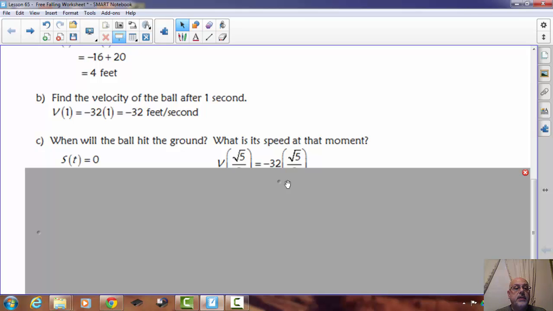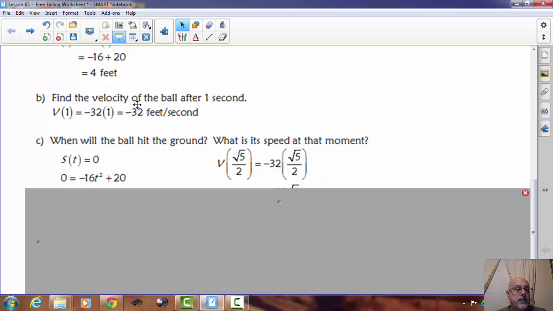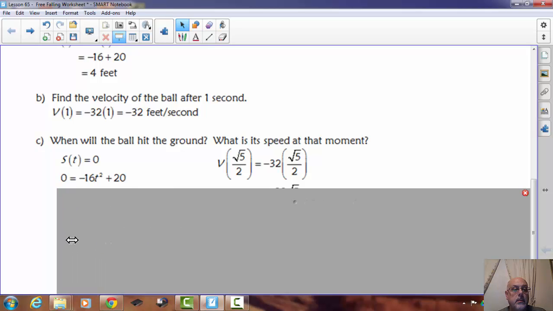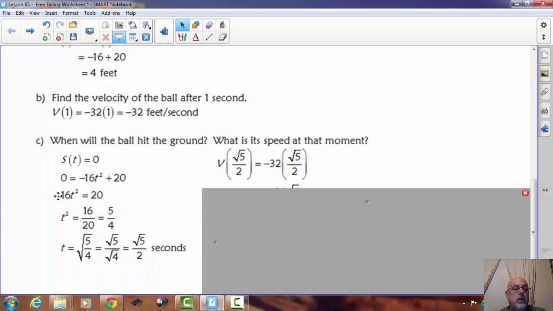That means the S of t is 0, because its height is 0. So you take the S of t function and you set it equal to 0. And you get 0 equals negative 16t squared plus 20. You add 16t squared to both sides. And you have 16t squared equals 20. You divide both sides by 16.